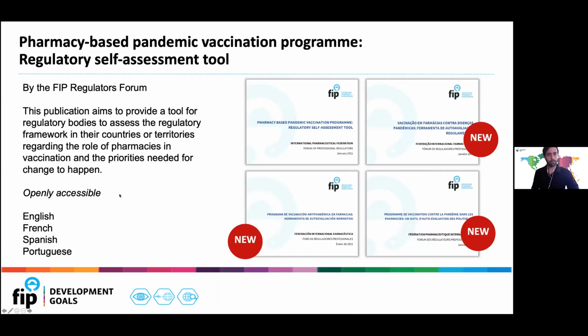Moving on, I would like to present the regulatory self-assessment tool. This one was done in collaboration with the FIP Regulators Forum. This one provides a tool for the regulatory bodies to assess the frameworks that exist in their countries or territories, so the vaccination in pharmacies can also be advanced, but more from a regulatory perspective. This one is also openly accessible on the FIP website, and it's available in English, French, Spanish, and Portuguese.